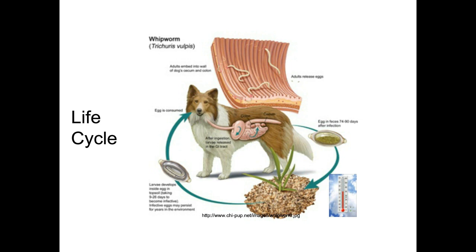Dogs, foxes, or coyotes could eat these embryonated eggs, and the larvae hatch in their small intestine, penetrate and move down the GI tract, developing into adults.